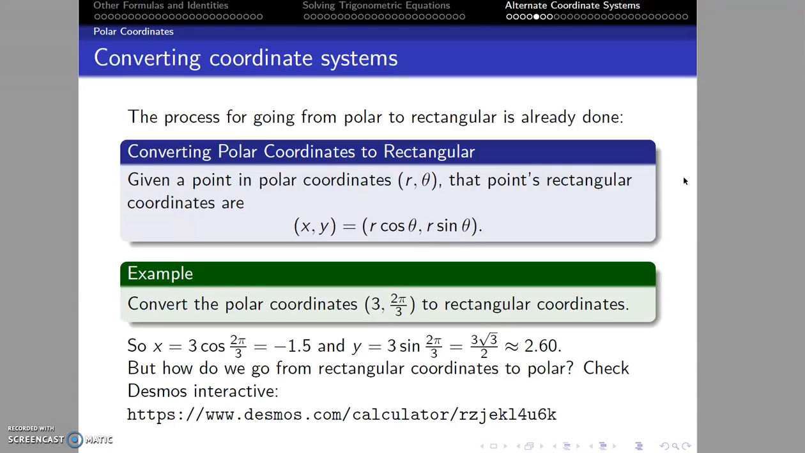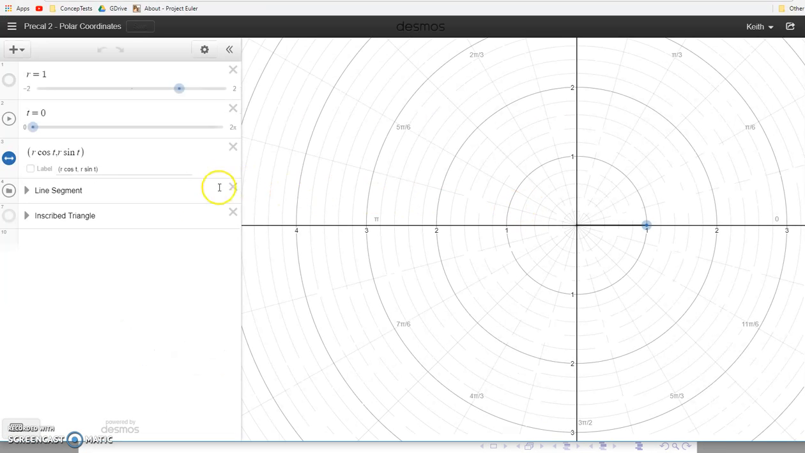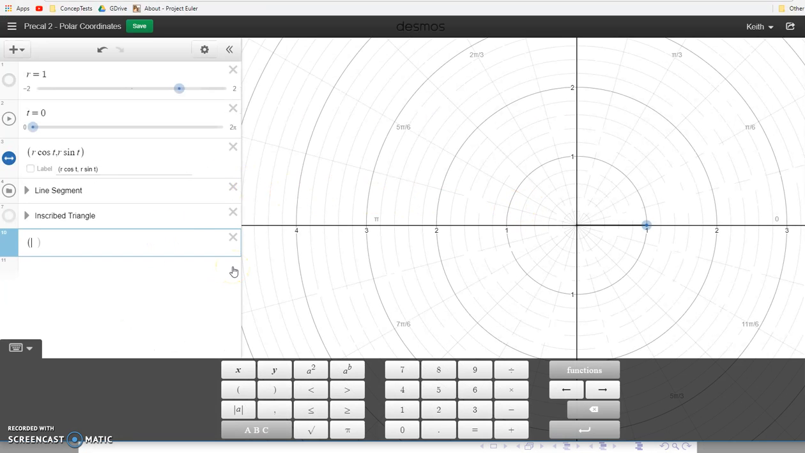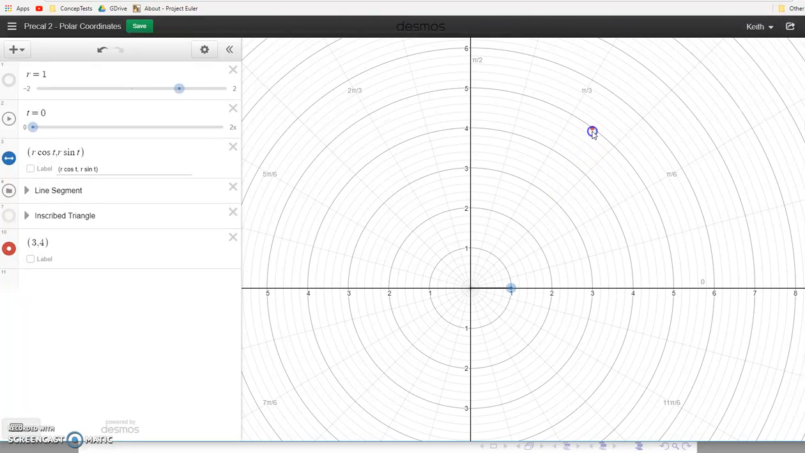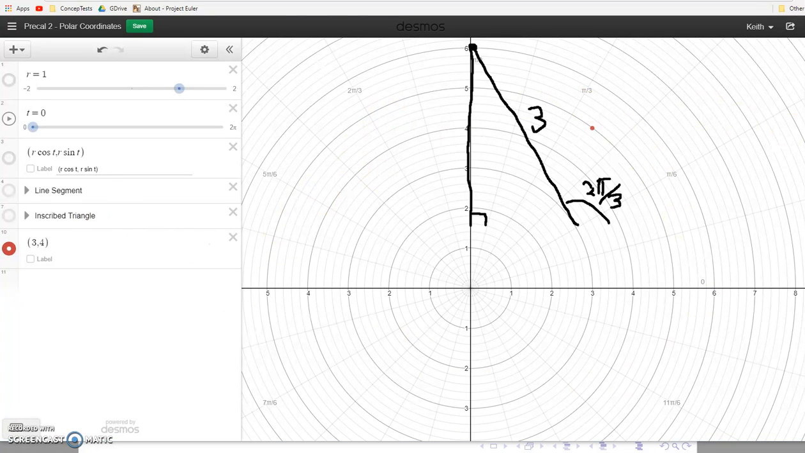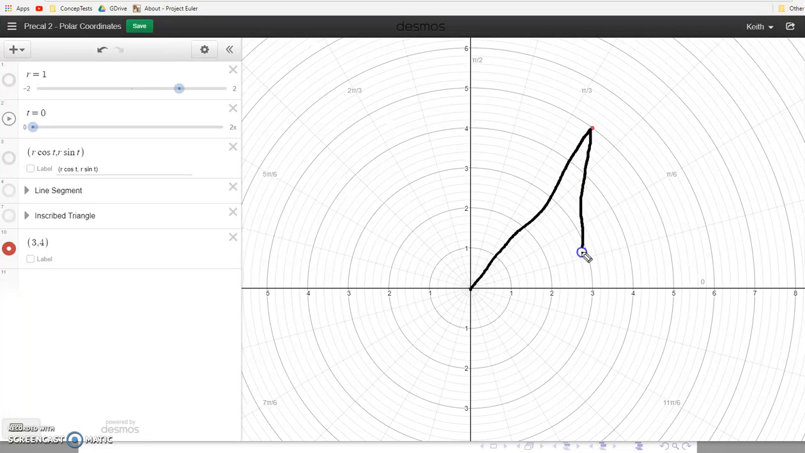But how do we go from a rectangular point to a polar point? So suppose, for instance, I know I'm at the point 3, 4, which is up here. So I know that spot in rectangular coordinates. How am I going to find that in polar? Well, I recognize I'm on some radius, and I can recognize that fact because, once again, I've got a right triangle in my hands.